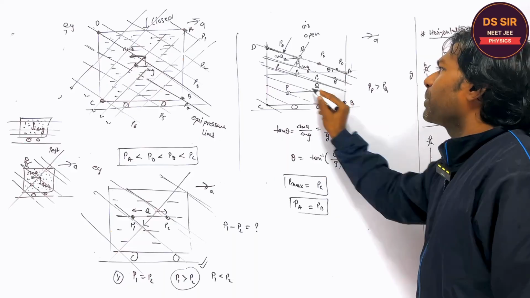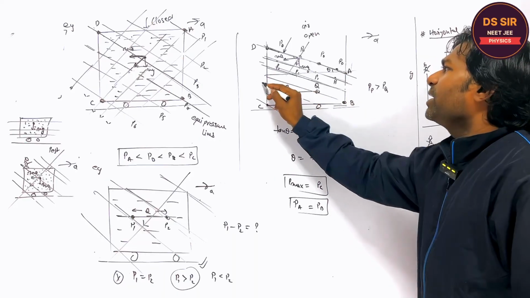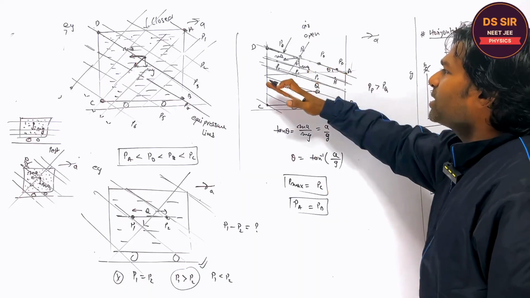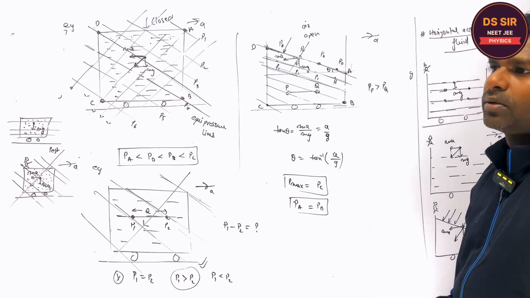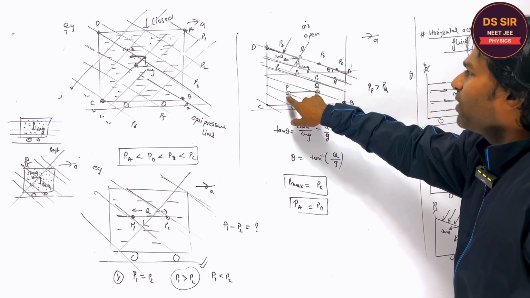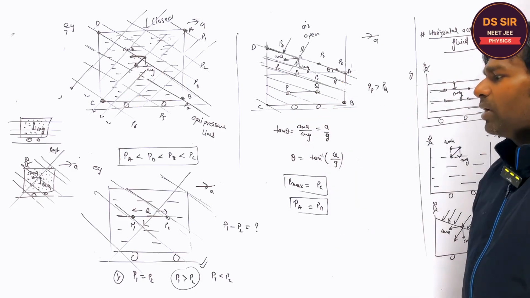The equipressure line has the same pressure at all its points, but at Q the pressure is less and at P the pressure is more. Understood? Now I will try to find the pressure difference, how it is.